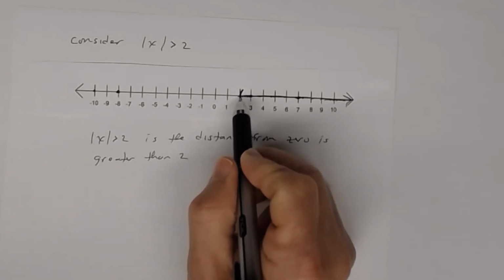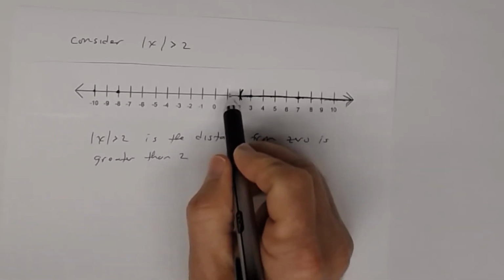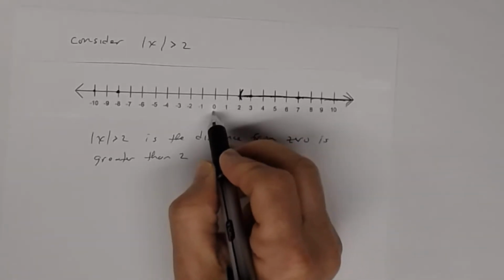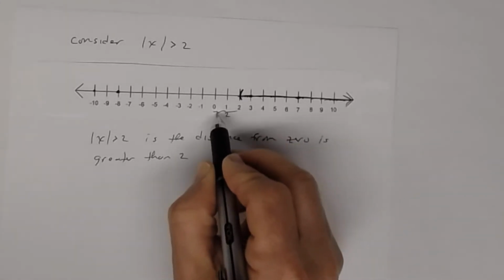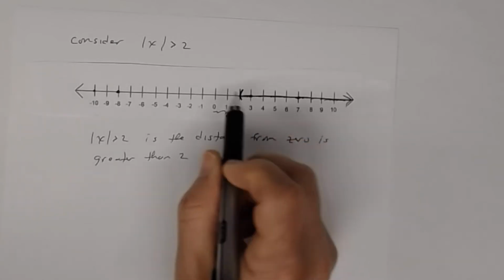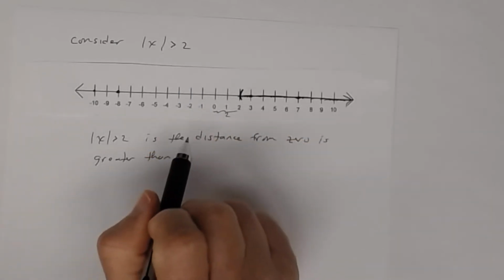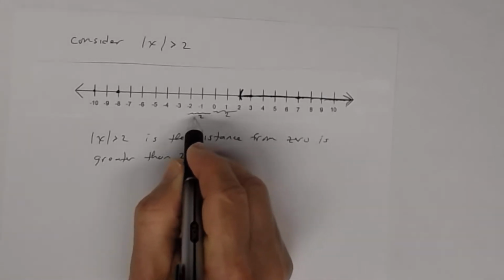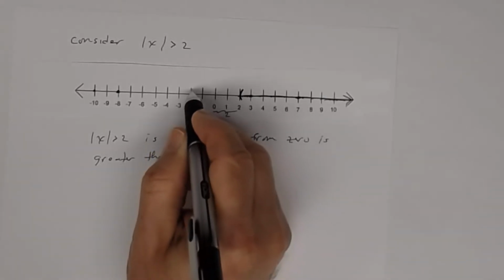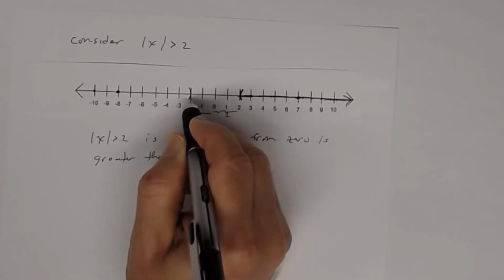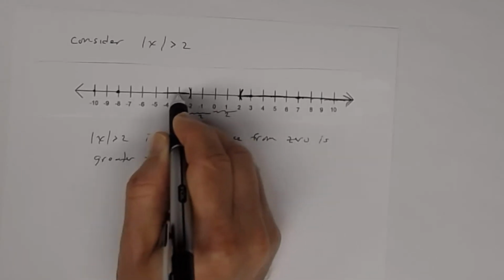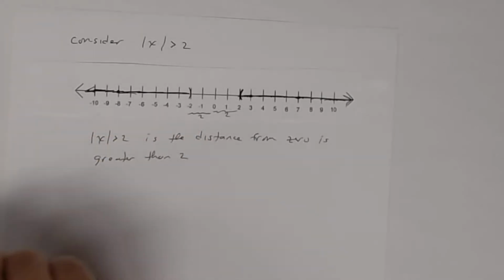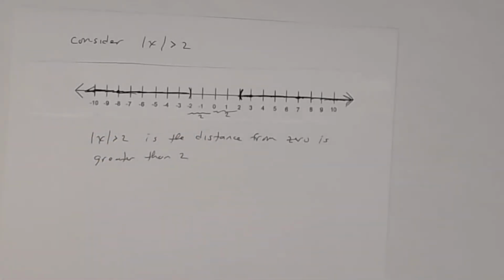So you see any number, that distance, see this distance is 2. So any number greater than that will be greater than 2. So see right here, that distance is 2, right? So any number greater than that, that distance will be greater than 2. So same thing here. This distance is 2 right here. So any number less than -2 will also have a distance that is greater than 2.